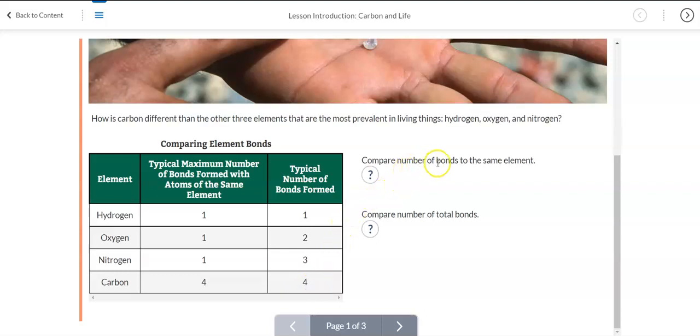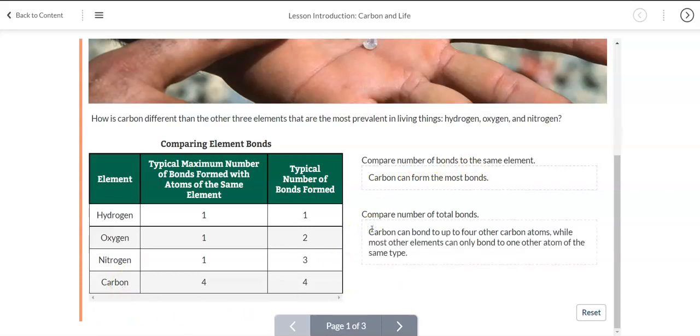It says here, compare number of bonds to the same element. Carbon can form the most bonds with other carbon atoms. And this here, compare number of total bonds. Carbon can bond to up to 4 other carbon atoms, while most other elements can only bond to 1 other atom of the same type. That's this column here.